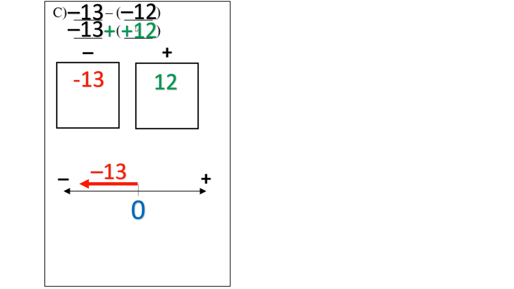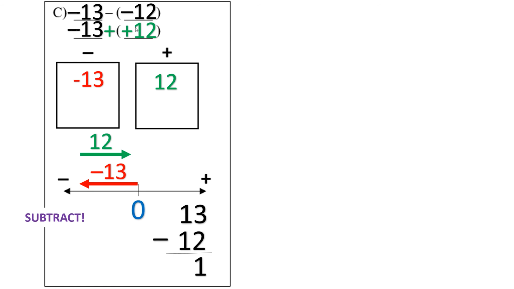On the number line, we're going negative 13 and we're turning around and going positive 12. So we're subtracting and we have more negatives. So we end up on the negative side.